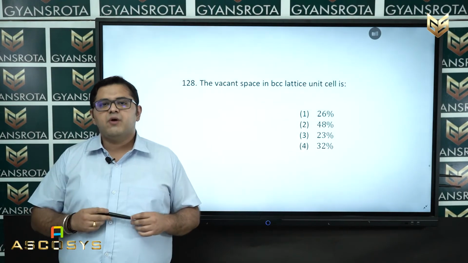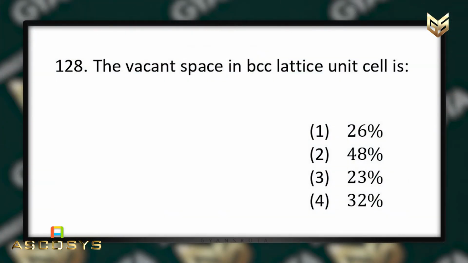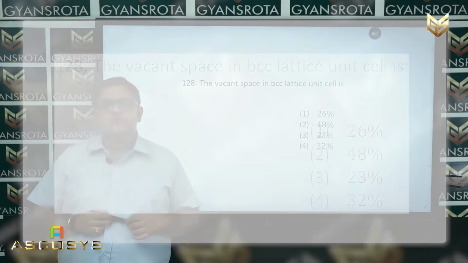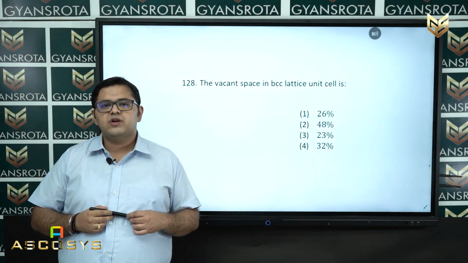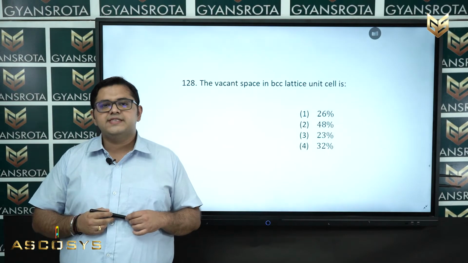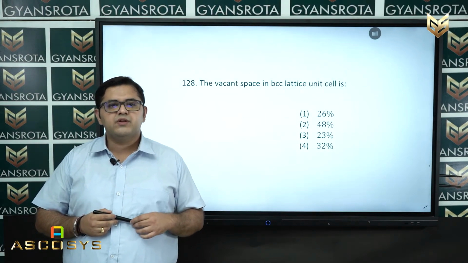So, question number 128 is on your screen. The vacant space in BCC lattice unit cell is. So, this question comes from your solid state chapter of class 12 NCERT. Now we are moving to the solution part.